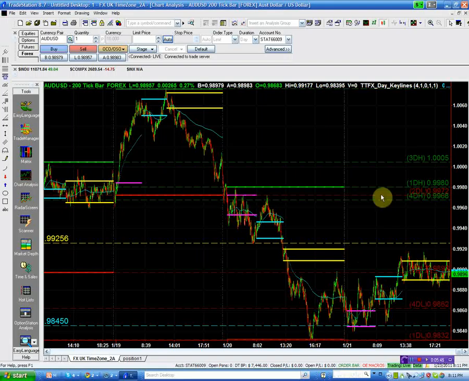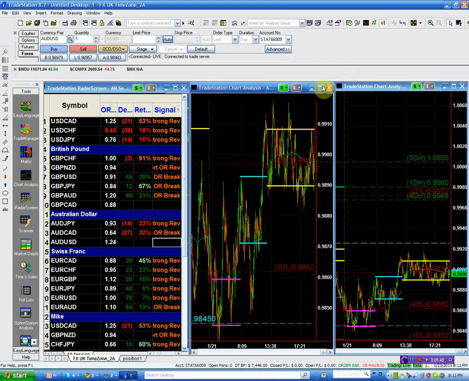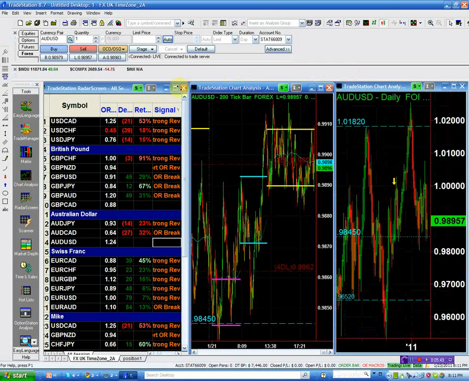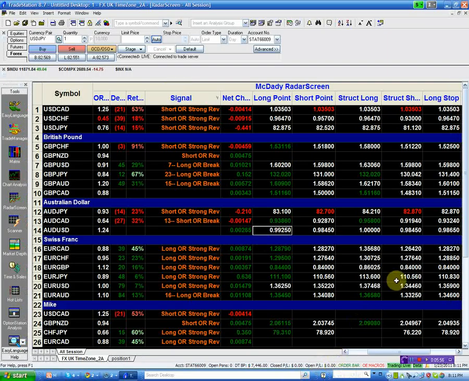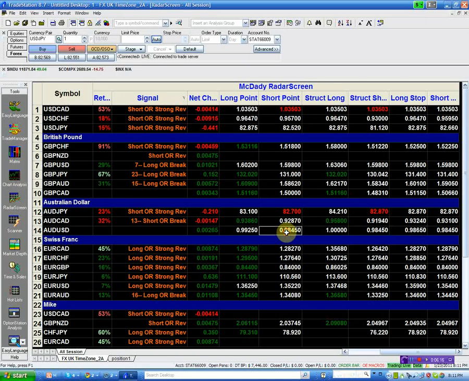Okay, that is the Aussie dollar, and these are the prices. Buying above 99.25, and if I do buy it above 99.25, I'm placing my stop below 98.65, so I'm risking about 50 pips on that trade, because again it's a counter trend. And if I'm going to go short, I'm going to go short below the 98.45. It is also my structural short, and it is also my short stop. Okay, that is the Aussie dollar.